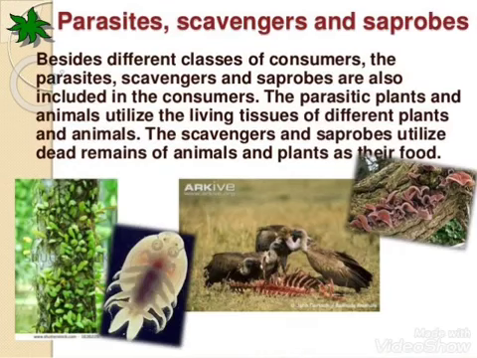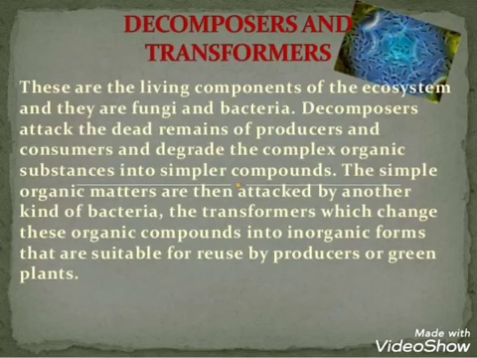The parasites and the scavengers or the saprobes are a different class of consumers, and these are called the topmost level in any ecosystem. The parasitic plants and animals utilize the living tissues of different plants and animals. The scavengers and the saprobes utilize the dead remains of animals and plants as their food, and they clean up the environment in this process.